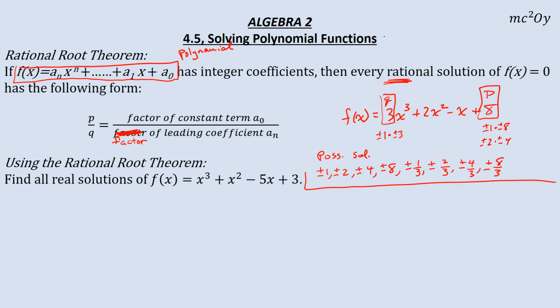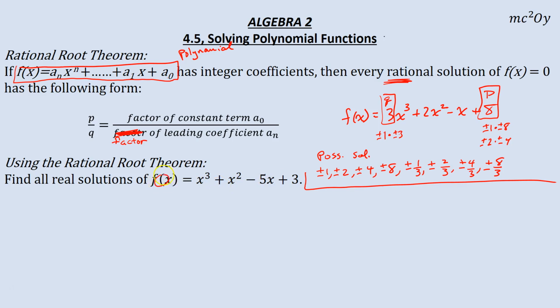Now, I will tell you that as I'm doing this, I always test for 1 first, because 1 goes into everything. And a quick way to test for 1 I'll show you with this problem. So find all the real solutions of f of x equals x cubed plus x squared minus 5x plus 3. Well, first thing, can you factor? No. Can you use factor by grouping since there are 4 terms? Yeah, it doesn't work. You could try it, it doesn't work.